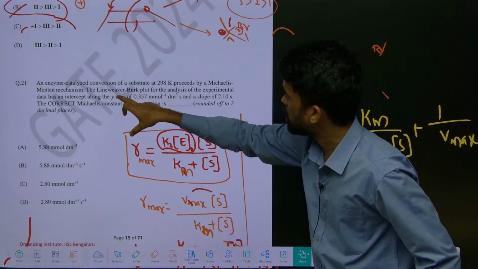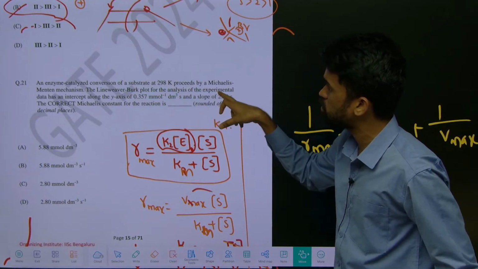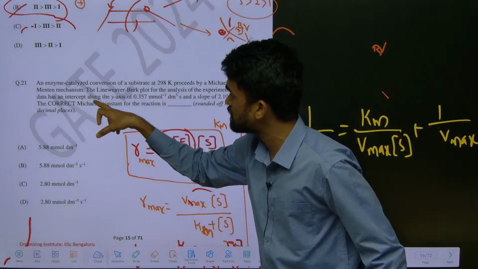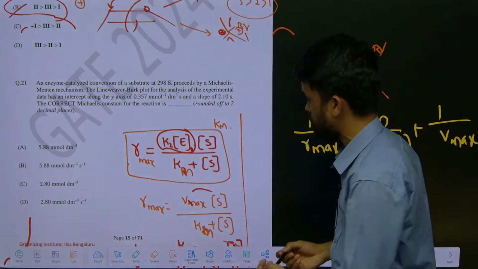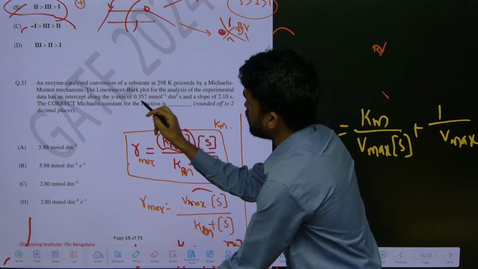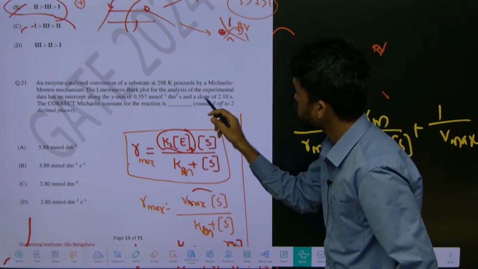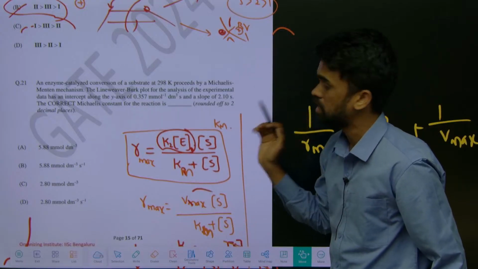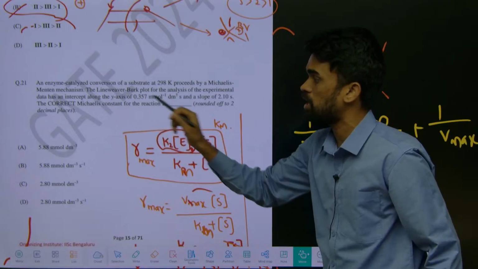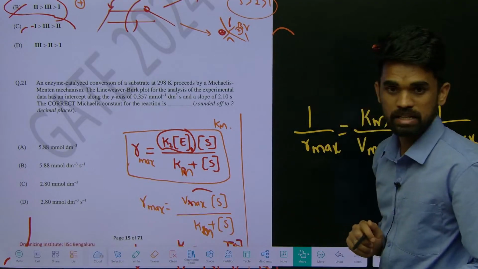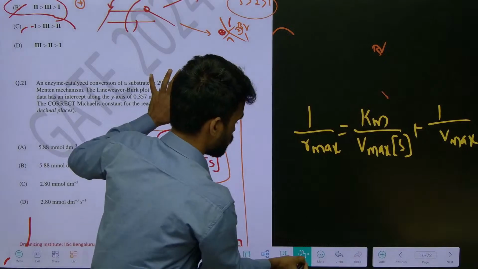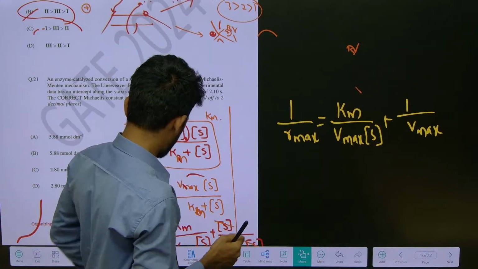The Lineweaver-Burk plot for the analysis of an experimental data has an intercept along the y-axis. What is the intercept of y-axis? 0.357. Okay, and slope is 2.10 seconds. Now what is the exact value or correct value of the Michaelis-Menten constant they are asking? Okay, it's very easy. We want to get this Km value from this equation.